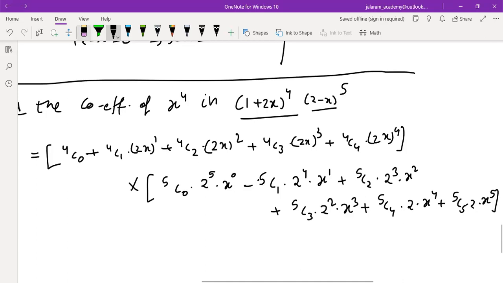Alternating plus minus will be there whenever it is minus. This is minus plus. This must be negative. And this must also be negative. Is that clear to you?